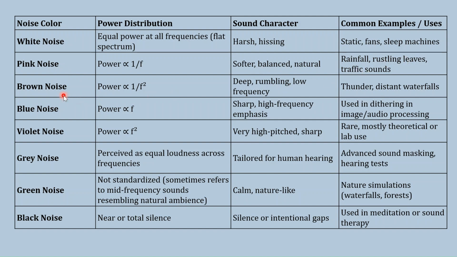Then we have the brown noise, where power is inversely proportional to the square of the frequency, and this brown noise has the sound character deep, rumbling and low frequency. And the common examples are the thunder or the distant waterfalls. Now, in addition, we also have the blue noise, violet noise, grey noise, green noise and the black noise.